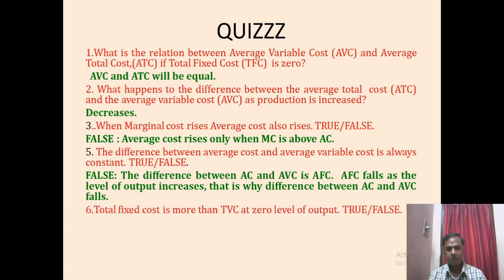Then, the total fixed cost is more than TVC at 0 level of output. True or false? It is true, because at 0 level of output there will be some total fixed cost, but at 0 level of output TVC will be 0. That's why the statement that total fixed cost is more than TVC at 0 level of output is true.